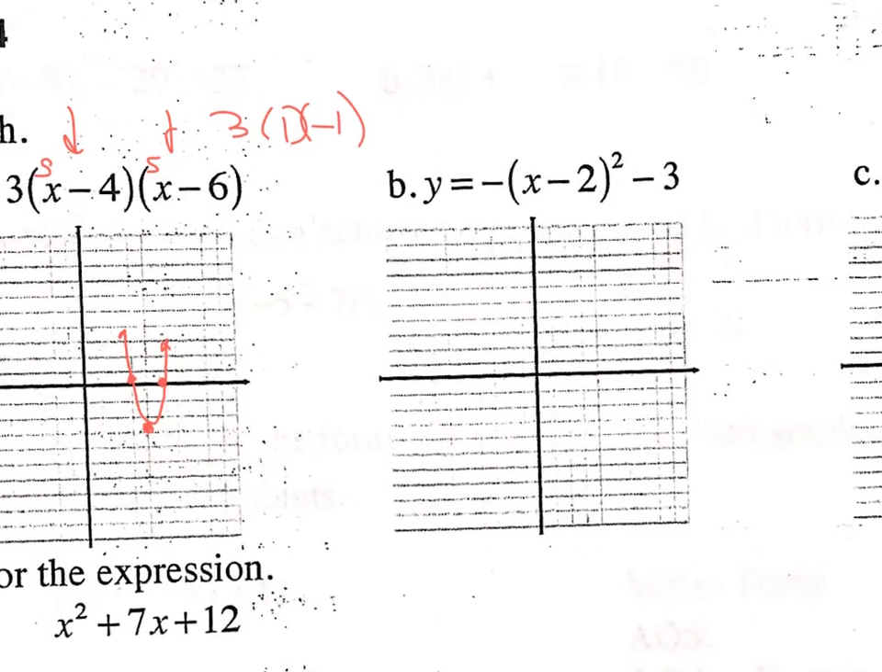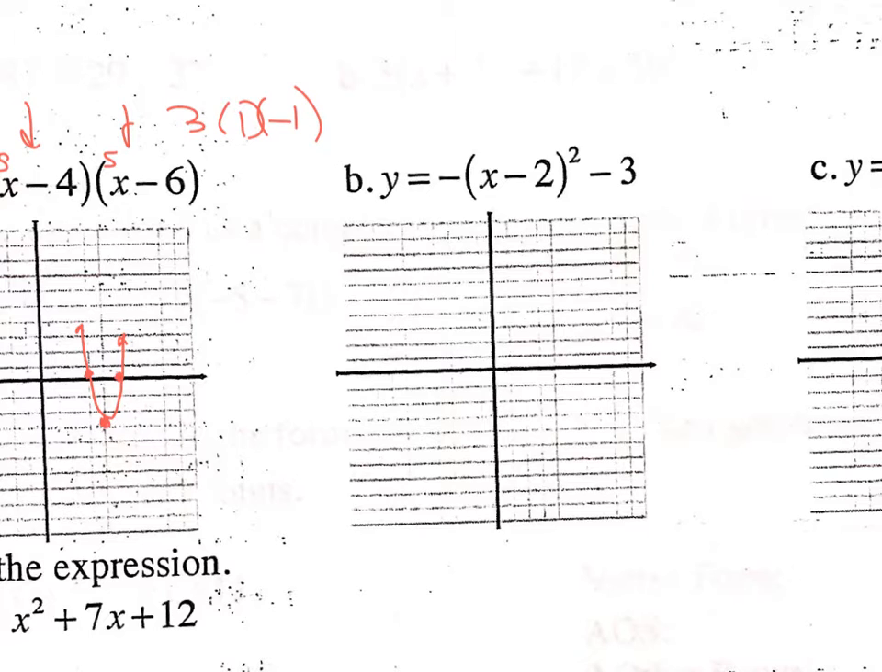Okay, go to 42b. This one's already ready. I'm just going to shift like we've been doing. Shift right 2 and down 3. You know the gesture for that. There's a negative in the front, which means it's going to go down.